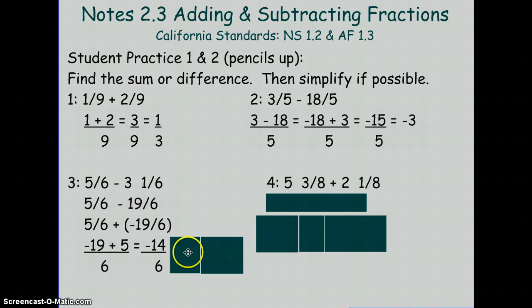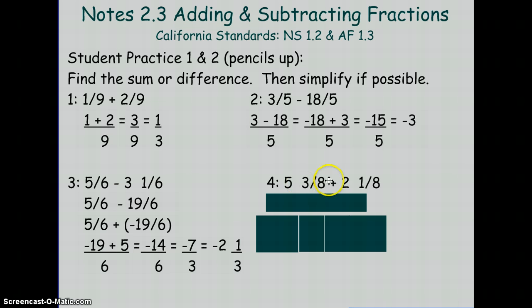Okay, I want to reduce my fraction. Divide them both by 2, and now my fraction is improper. It's bigger on the top, so it must be improper. So I want to go ahead and divide 3 into 7, and it goes in 2 times with 1 left over, giving negative 2 and 1/3.